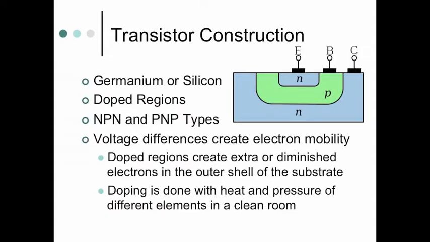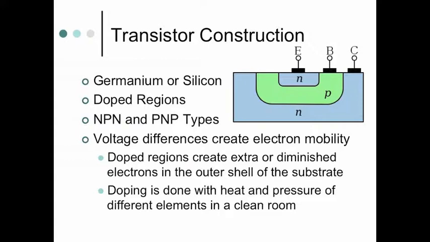of controls over it. So the voltage difference creates electron mobility between the doped regions, which is very similar to how we tried to get electrons to move from one plate to the next through a screen. And doping is done with heating and pressure with different elements, and this is why they need a clean room, because pure silicon, if you're doping it with another element, they use a variety of elements to dope into these transistor or pure silicon chips.